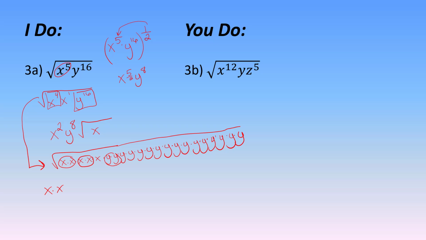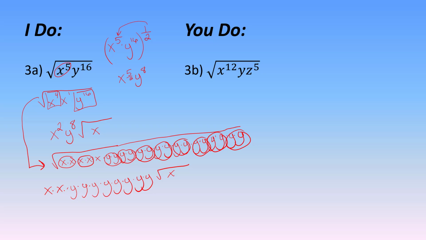All right, I've got a pair, a pair, a pair, a pair, a pair, a pair, a pair, and a pair. So I can pull out 1, 2, 3, 4, 5, 6, 7, 8 y's, and the only thing I have left inside the radicand now is an x all by itself. And then, just like our directions state, we multiply back together what's outside, and we multiply what's inside. X is by itself inside, so I don't need to multiply anything together there.